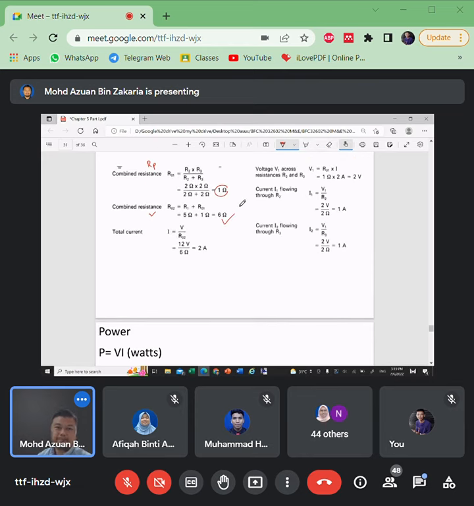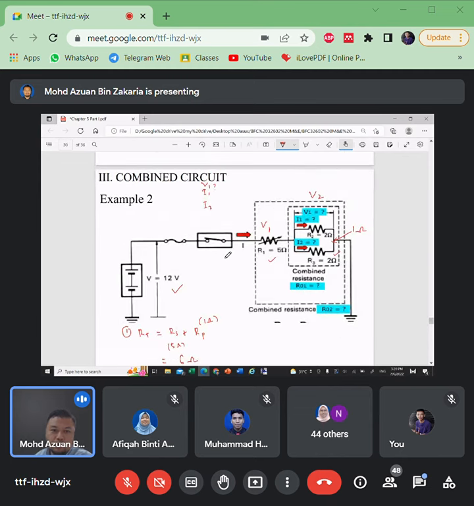Correct. And then as usual, second step, we need to find the total current first. I equals V divided by total resistance, 12 divided by 6, which is 2 ampere. So starting from here, 2 ampere will flow.